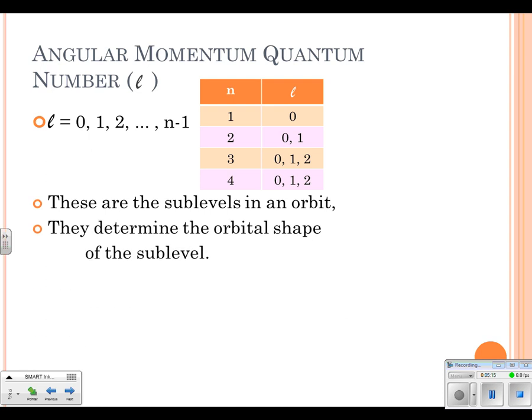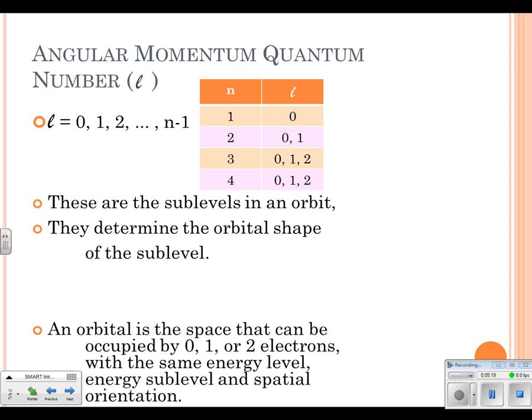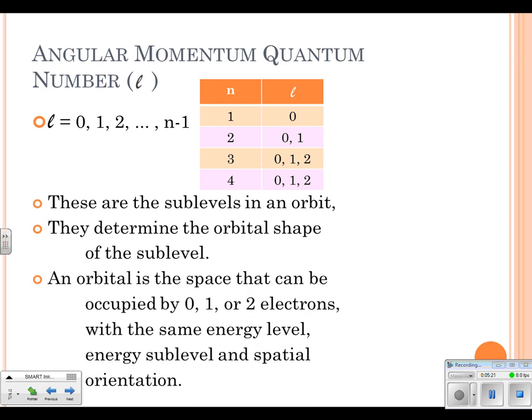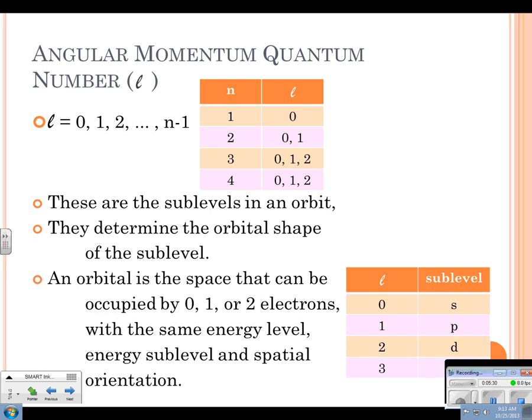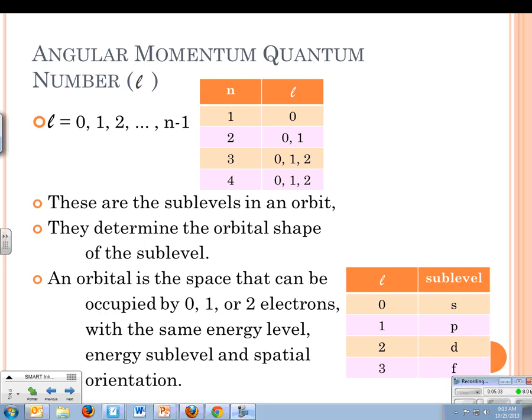So they determine the orbital shape in the sublevel. Each sublevel has a different shape. An orbital is a space that can be occupied by 0, 1, or 2 electrons with the same energy level, energy sublevel, and spatial orientation. If L is 0, like when n equals 1, you have what we call an S sublevel. If L is 1, you have a P sublevel. If L is 2, you have a D, and if L is 3, you have an F sublevel. These are the different sublevels, and I'll get to them in more detail in a second.